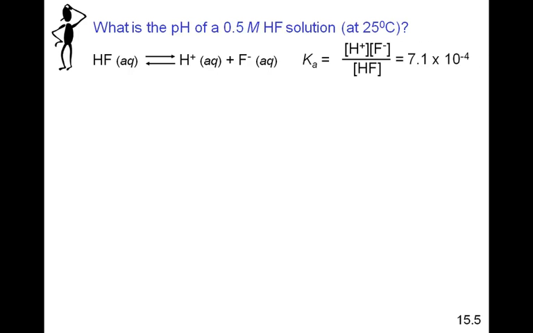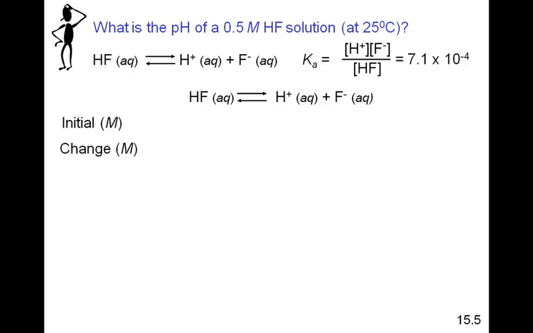And we know that the Ka for this equation in equilibrium is the H plus concentration times the F minus concentration divided by the HF concentration. That's equal to 7.1 times 10 to the negative fourth, which we can find from the chart in the previous slide. So let's rewrite the equation, and the way we're going to solve this is through an ICE setup, an ICE chart. We're going to do the initial concentration, change in the concentration, and the equilibrium concentration.